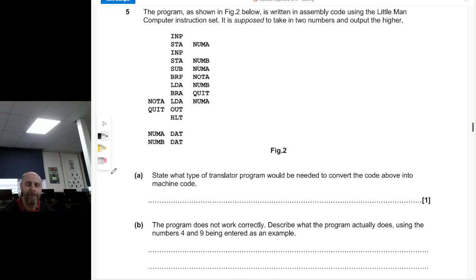Right, Little Man Computer. A program written in assembly language. The thing that translates that for us to machine code is called an assembler. It assembles assembly language. An assembler. Right, it doesn't work correctly.